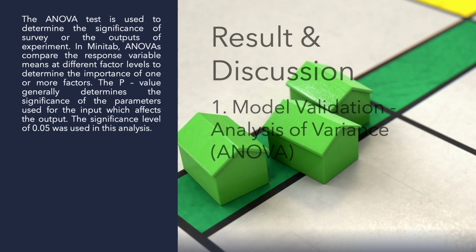Results and discussion. The ANOVA test is used to determine the significance of a survey or the output of an experiment. In Minitab, ANOVAs compare the response variable means at different factor levels to determine the importance of one or more factors. The p-value generally determines the significance of the parameters used for the input, which affect the output. The significance level of 0.05 was used in this analysis.